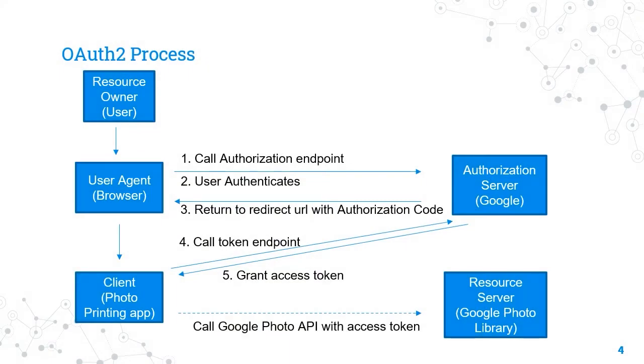So let's illustrate OAuth2 in a diagram. This is one of the OAuth2 flows called authorization code flow. You have four entities. Resource owner is the end user who wants to print his photos. User agent is the browser like Chrome or Firefox. Client is the photo printing service. Authorization server is the server which gives the client the access token.